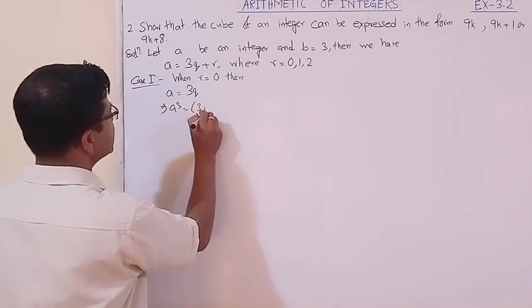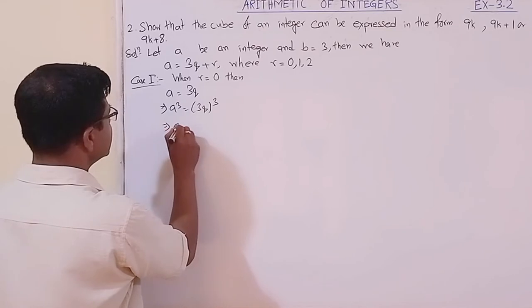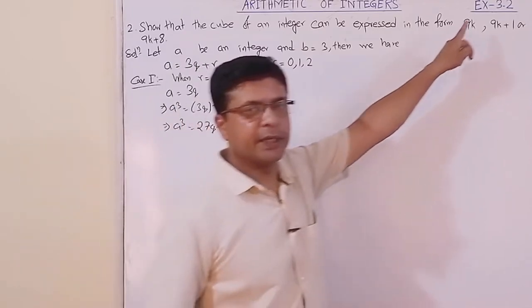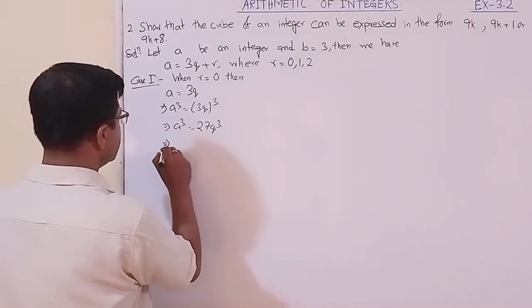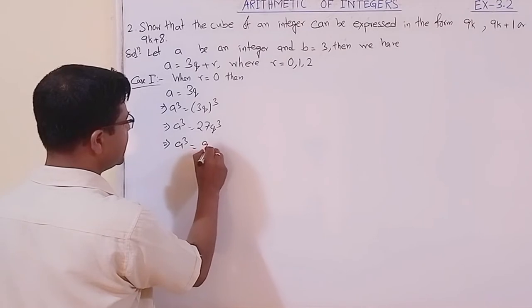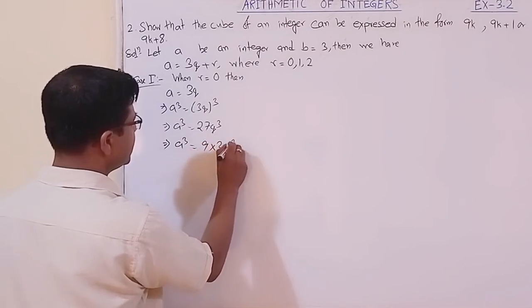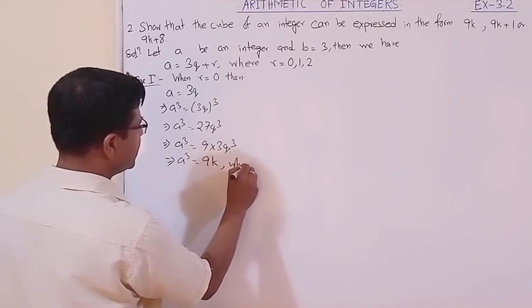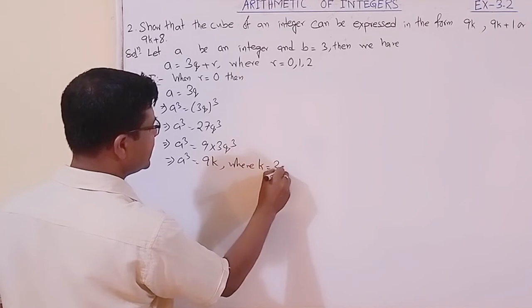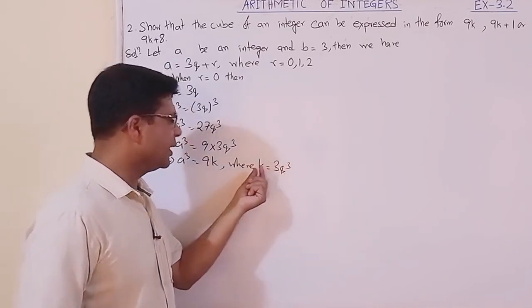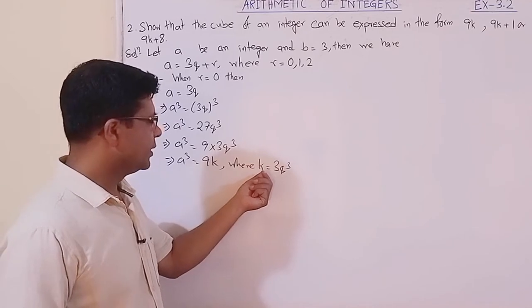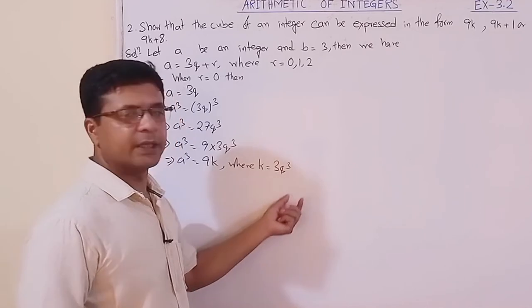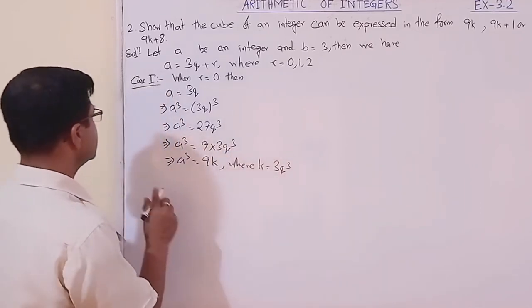Cube, okay, we cubed it: 3 cube is 27. We want to arrange it as 9k. Okay, a cube, 27, can be expressed as 9 into something, 9 into 3q cube. So a cube is 9k, where k equal to 3q cube. K doesn't have any particular or fixed value, it is not given. So here we have considered k as 3q cube. In another case it may be different. Do not worry about that.